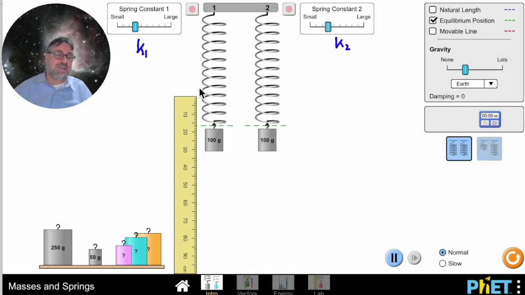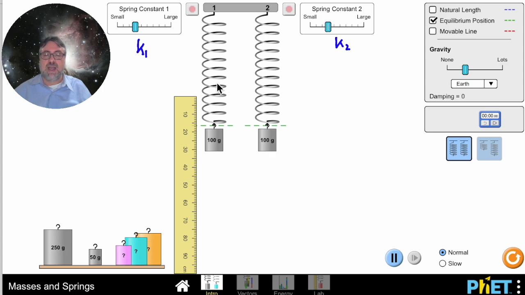Hello, physics students. Today I want to look at the behavior of springs, specifically how springs relate to elastic potential energy. Here I'm using the PhET simulation, which you can find in our resources, or you can just search for phet.colorado.edu, which is where they're located.